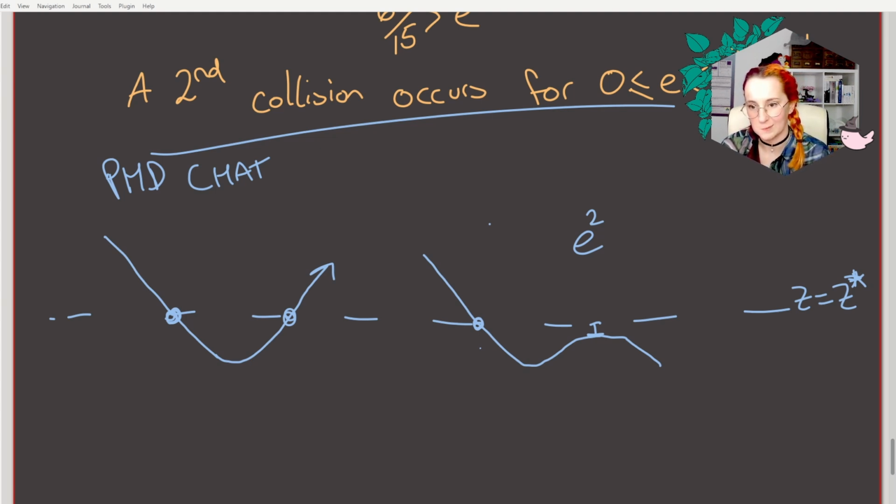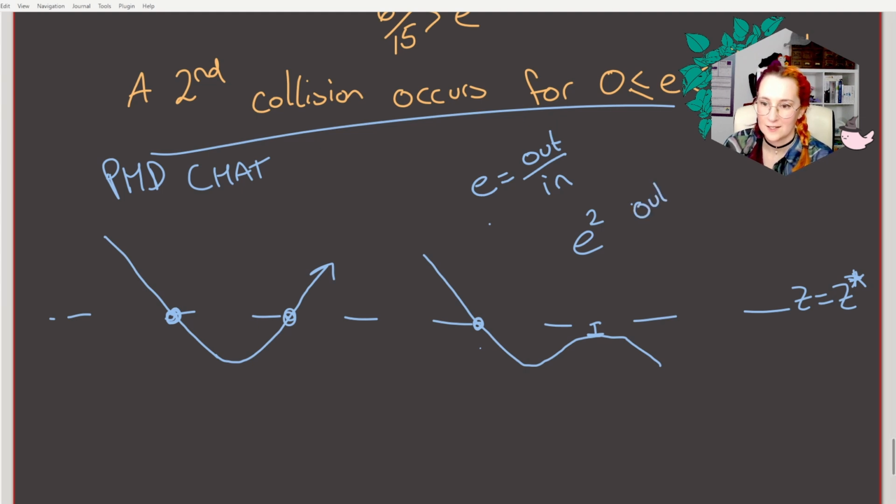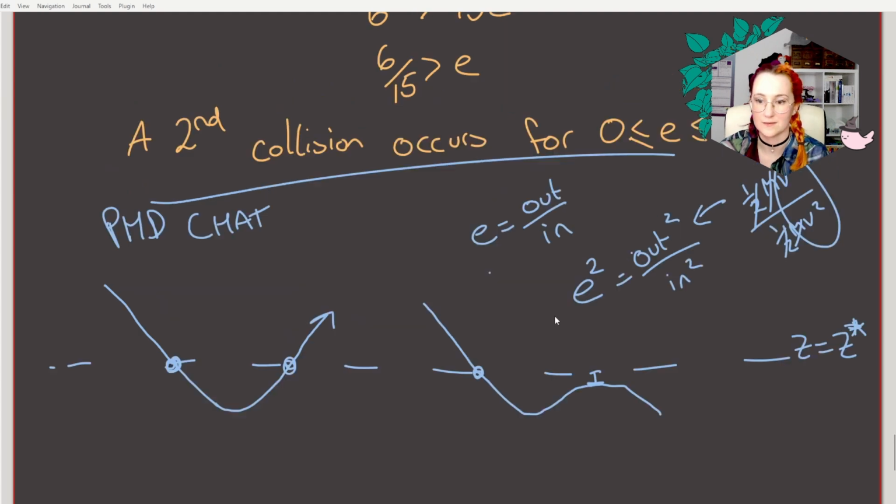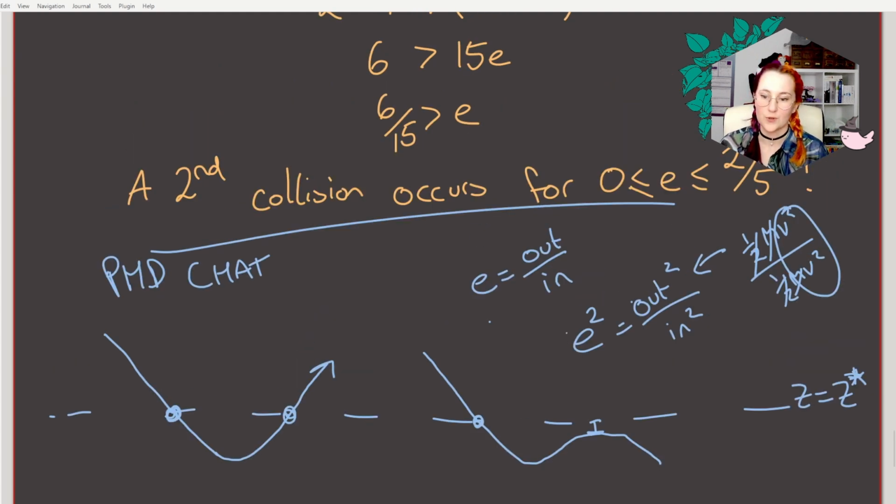You have, if E is out over in, out squared over in squared, but out squared is half mv squared over half mv squared. You can cancel the m's, you can cancel the halves, you get v squared over v squared. Sorry. So we had this value where the out was negative, or the in was negative.